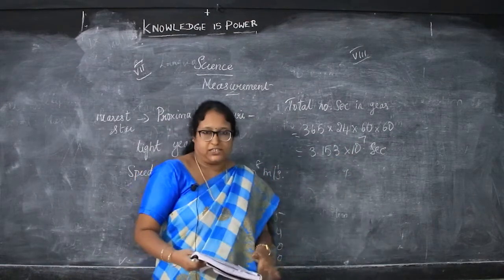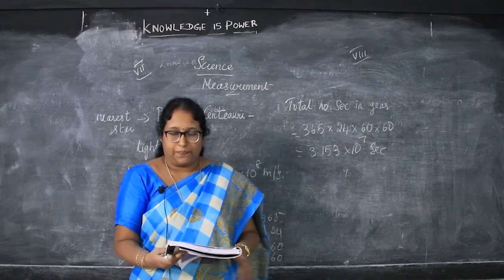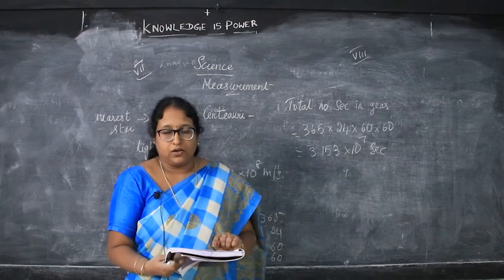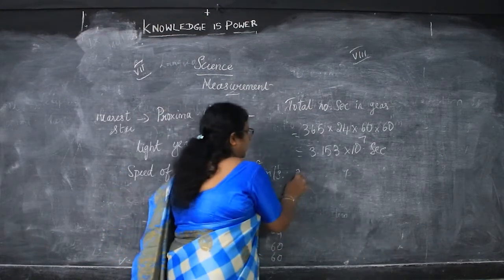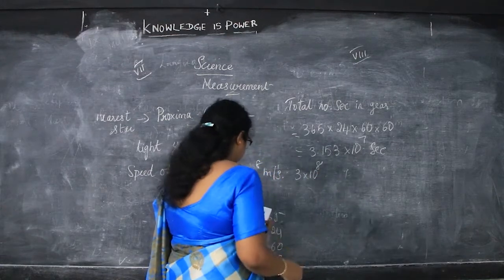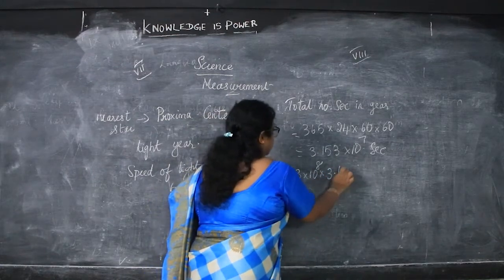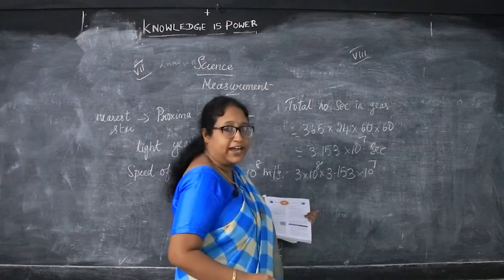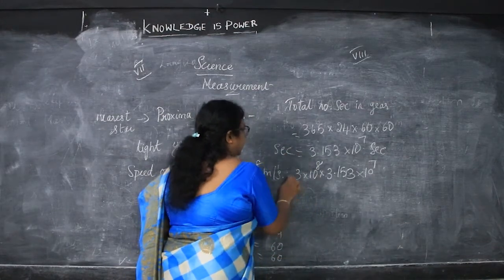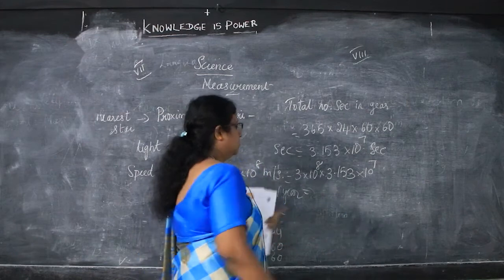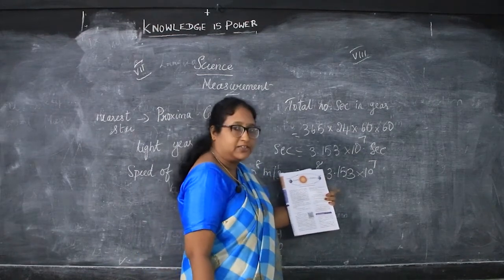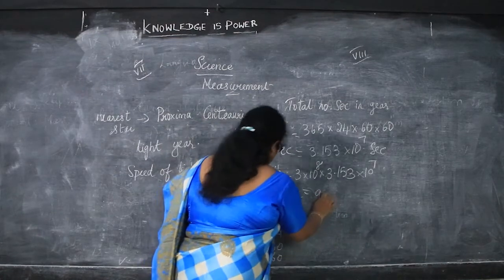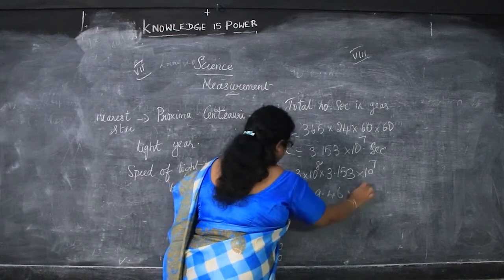Now, if light travels a distance of 3 into 10 to the power of 8 meters in 1 second, then what distance will it travel in 1 year? So, 3 into 10 to the power of 8 into 3.153 into 10 to the power of 7. This is in 1 second and this is in 1 year. So, the answer is 9.46 into 10 to the power of 15 meters.